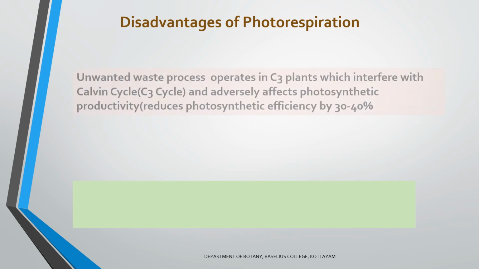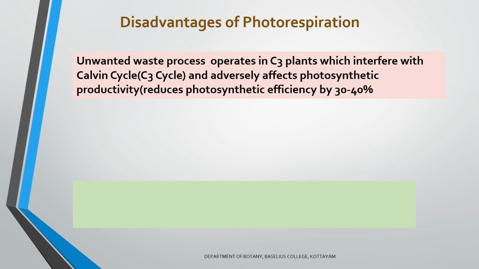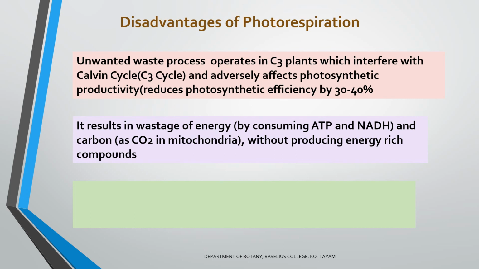What are the disadvantages of photorespiration? Photorespiration is an unwanted waste process which operates in C3 plants, which interferes with the Calvin cycle and adversely affects photosynthetic productivity. That means it reduces photosynthetic efficiency by 30 to 40%. It results in wastage of energy by consuming ATP and NADH, and carbon is lost as carbon dioxide in mitochondria without producing energy-rich compounds.